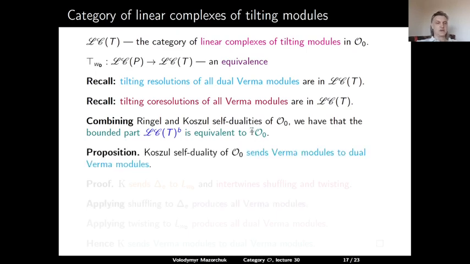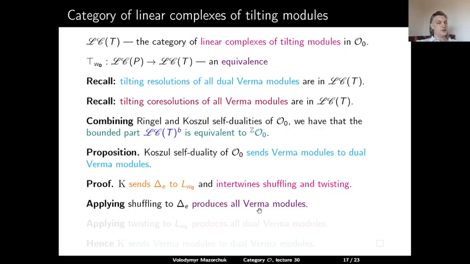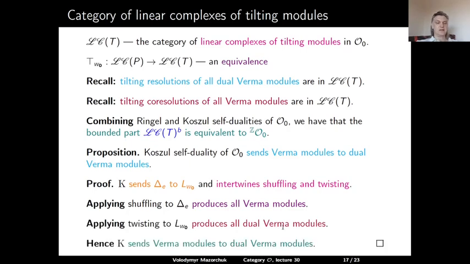Proposition: Koszul duality of O_0 sends Verma modules to dual Verma modules. Proof: Koszul duality sends Δ_e to L_{w0}, this we know, and it intertwines shuffling and twisting. Applying shuffling to Δ_e produces all Verma modules. Applying twisting to L_{w0} produces all dual Verma modules. So hence K sends Verma modules to dual Verma modules.